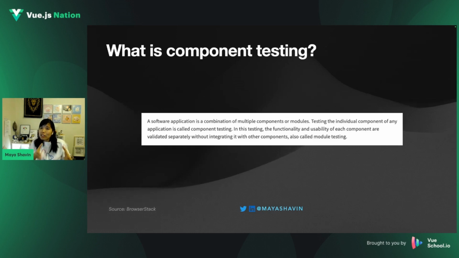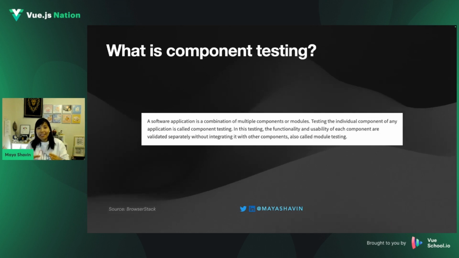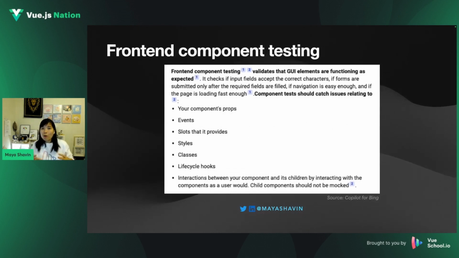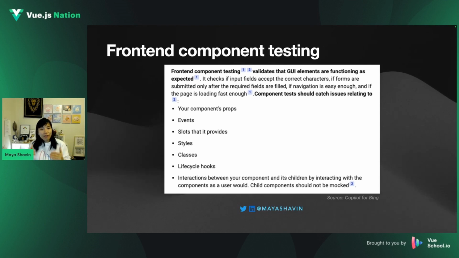But when we talk about component testing, the word component is very generic. In UI, we think of the UI component, but in backend, there are also components. It's just a different concept. It's also a piece of code. So when we talk about component testing in Vue, in React, or anything, we're talking about front-end component testing. So what exactly is front-end component testing? Well, according to Copilot for Bing, or you can call it ChatGPT, front-end component testing validates that GUI elements function as expected.